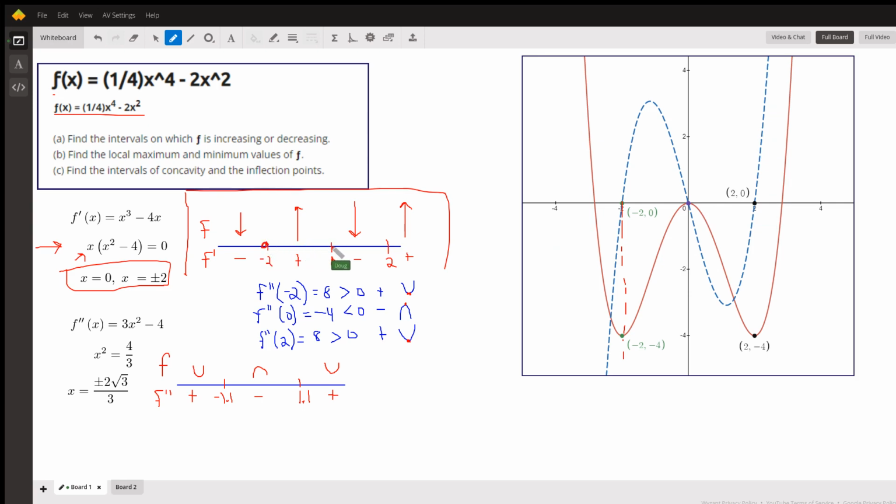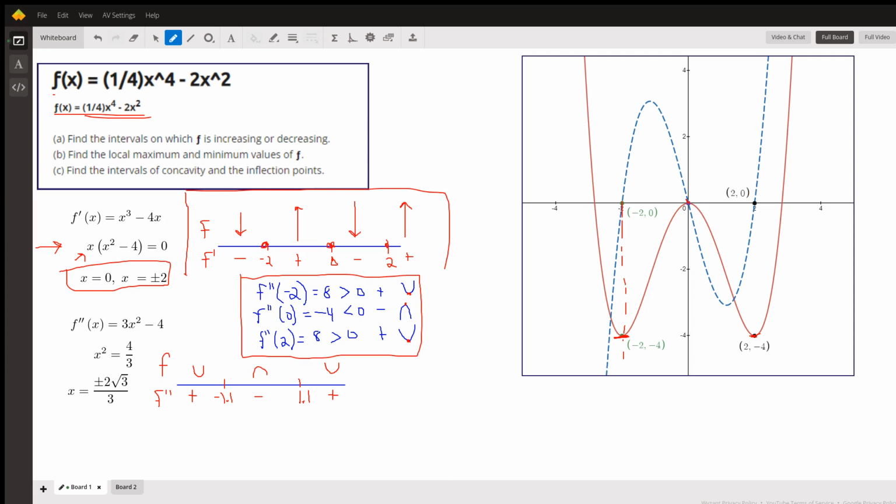So these are relative maximums and minimums. If we go from decreasing to increasing, we've got a relative minimum. There it is right there, -2, -4. And increasing to decreasing, that must be a relative maximum right there at 0, 0. So to find the y-coordinate of these relative maximums and minimums, we're plugging the critical numbers back into the original function. This section right here is an example of the second derivative test.